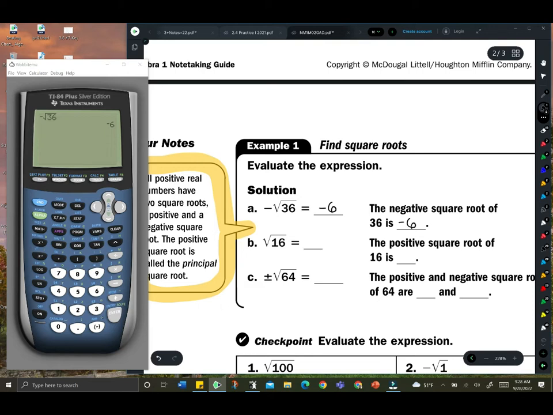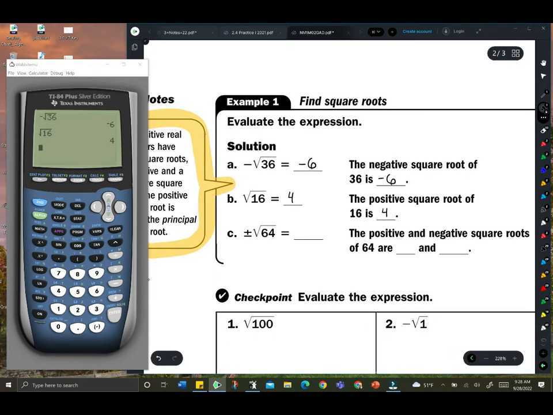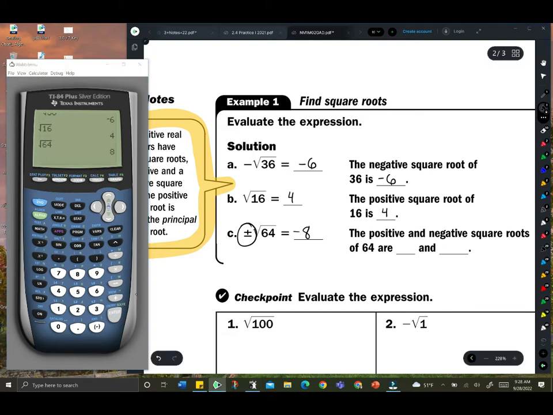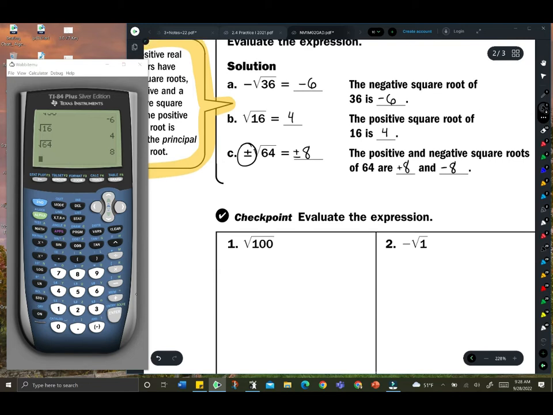Square root of 16. Square root 16 is 4. Okay, so that's the positive version. Now, you can see this sign. That just means put both positive and negative. Square root 64 is equal to 8. So plus or minus 8. So positive 8 and negative 8. Okay? You only need to include those signs if it asks you.